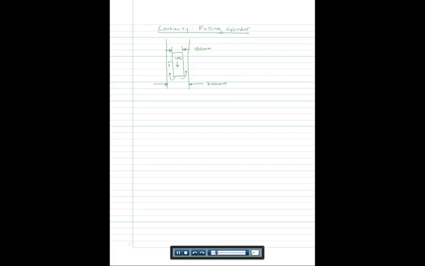So just to illustrate, in a cross-sectional view, what we've got is a cylinder that we'll assume is falling right down the middle of that pipe. The diameter of the pipe itself is 200 millimeters, and the diameter of the cylinder is 150 millimeters. So what's the water velocity in that space, that donut-shaped space?